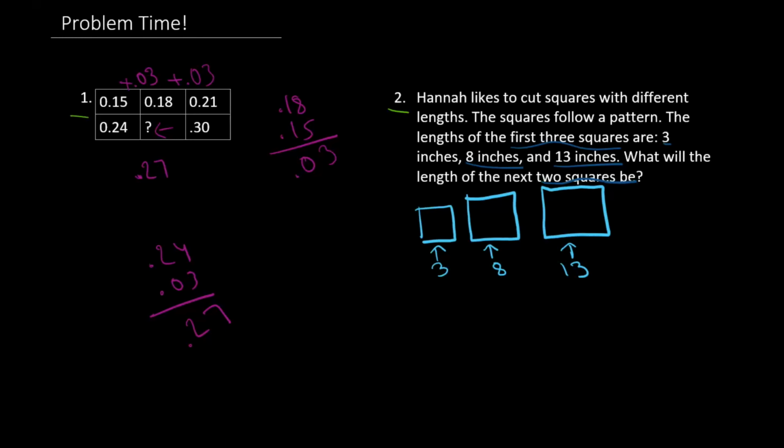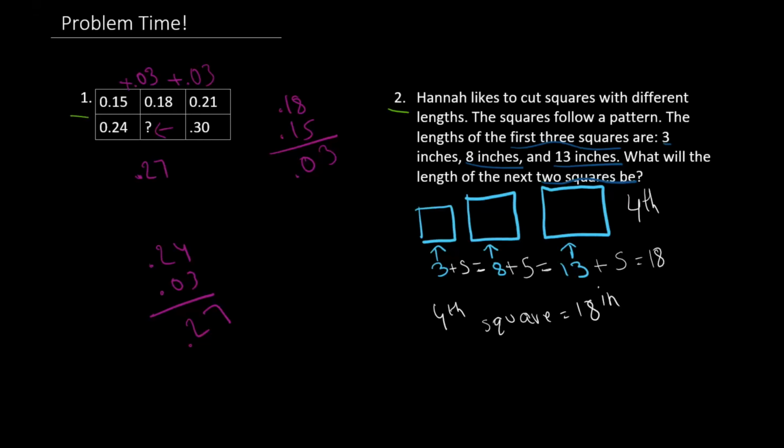They provided us with the squares and their inches. 3 plus what equals 8? Well, 3 plus 5 equals 8. 8 plus what equals 13? 8 plus 5 equals 13. We figured out the pattern: the previous side length plus 5 equals the new square's side length. So we can figure out the fourth and fifth squares using this. For the fourth square, it would be 13 plus 5, which is 18. So the fourth square equals 18 inches.